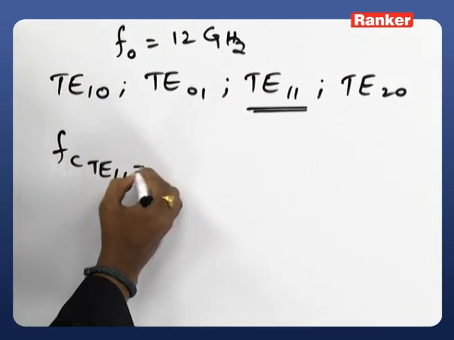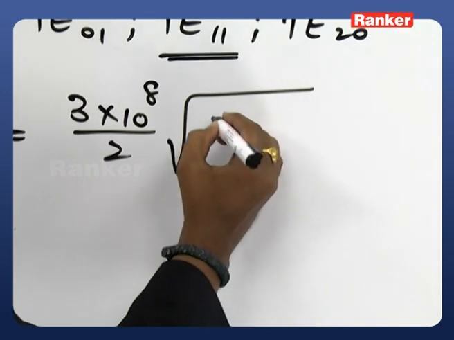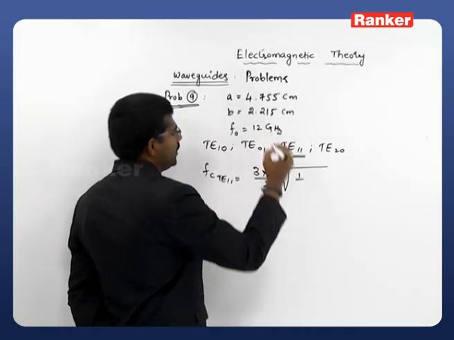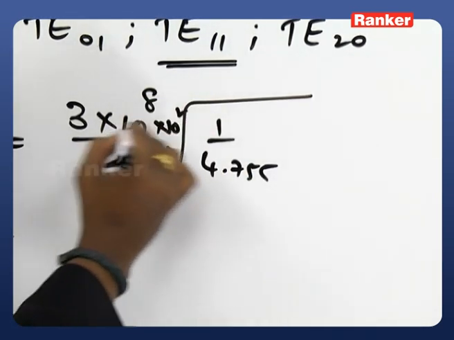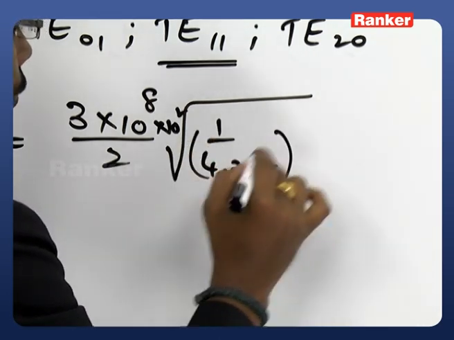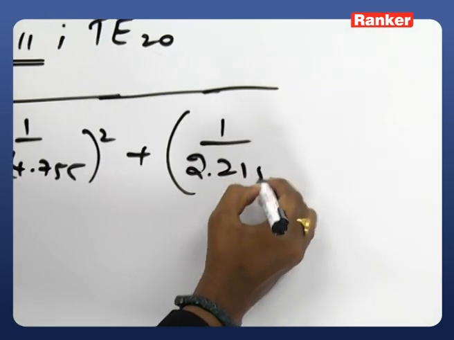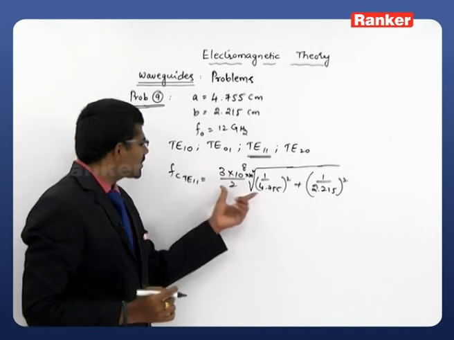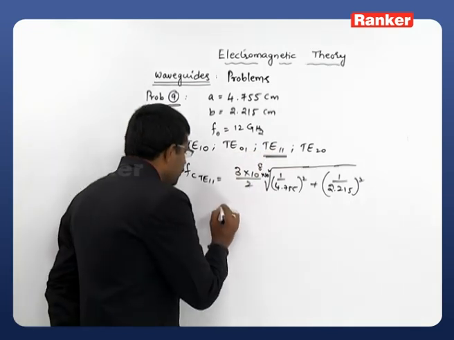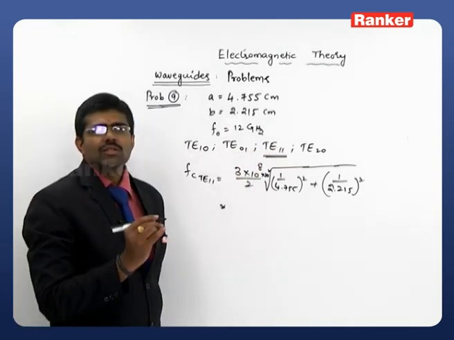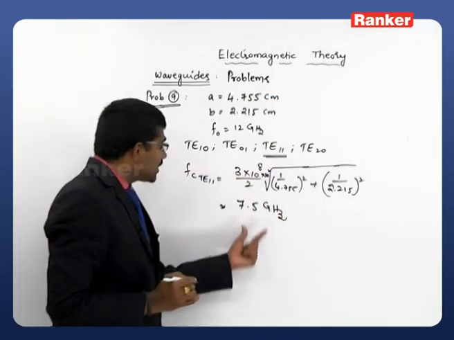FC for TE11 is equal to C by 2, 3 into 10 power 8 divided by 2, square root of m is equal to 1 divided by A, which is 4.755 centimeter. That's why here also I am writing 10 square, that I will consider in centimeters, whole square, plus 1 by B square, B is 2.215 centimeter square. What I am doing is just calculating the cutoff frequency for the higher order mode among these 4. After taking a calculator and simplifying this, approximately you will get 7.5 GHz. This is the cutoff frequency.